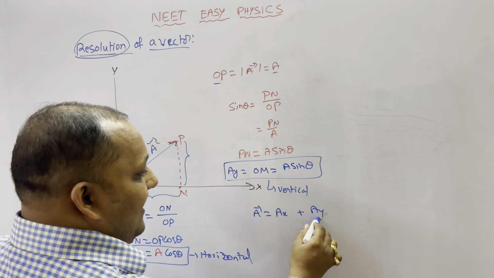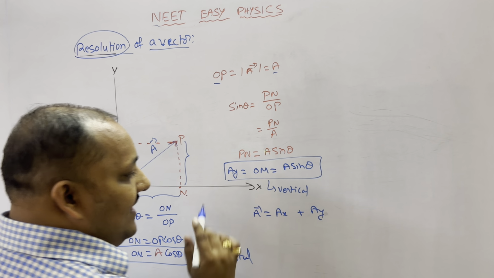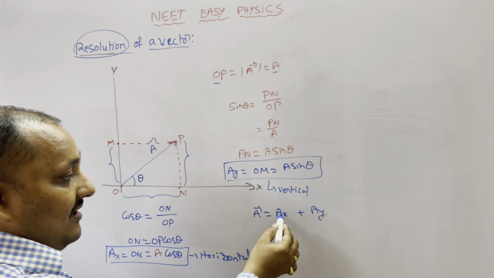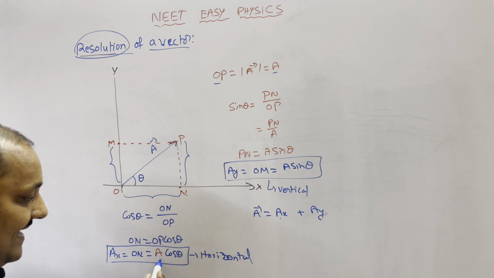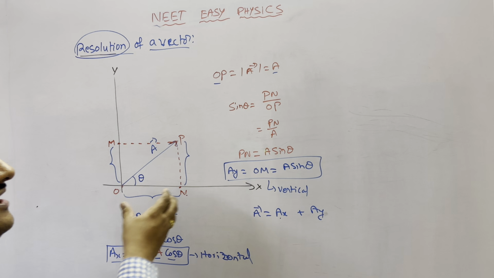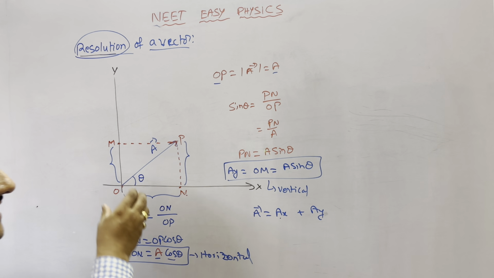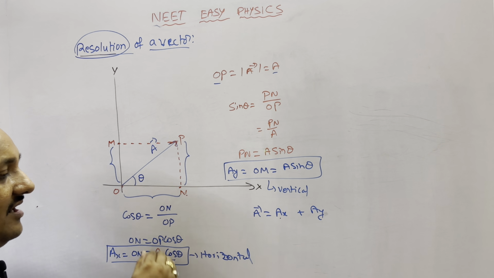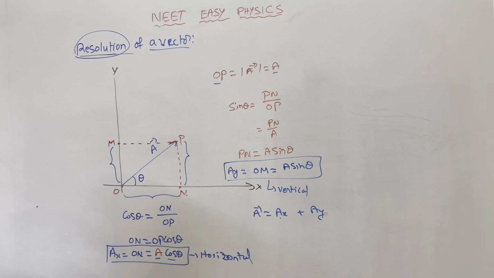AX plus AY. If you add AX and AY again, you should get A bar. But A bar is a vector, while AX is a scalar. A is a magnitude, and cos theta is also a value, a scalar. So to convert this scalar into a vector, what should we multiply? Already we explained in previous videos: any scalar can become a vector if you multiply with a unit vector.